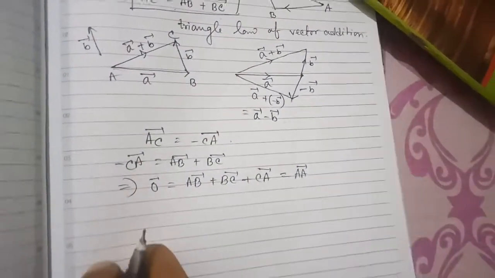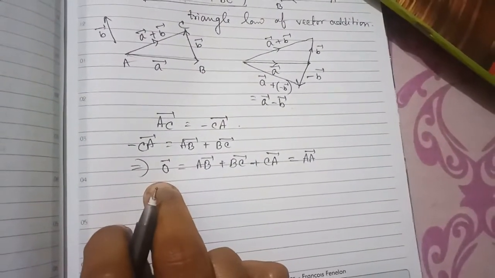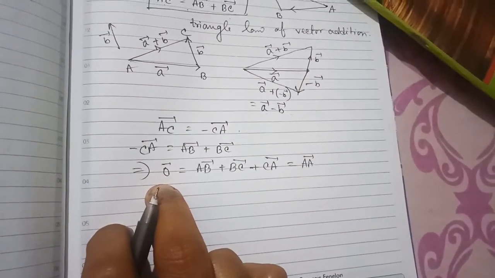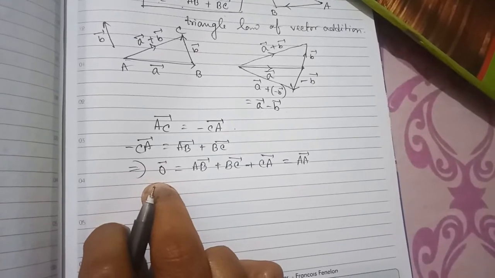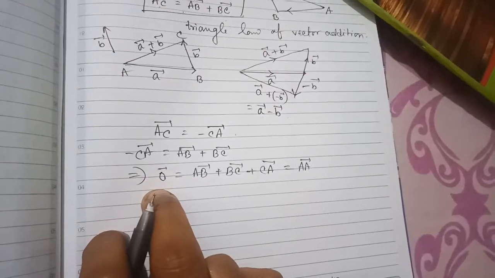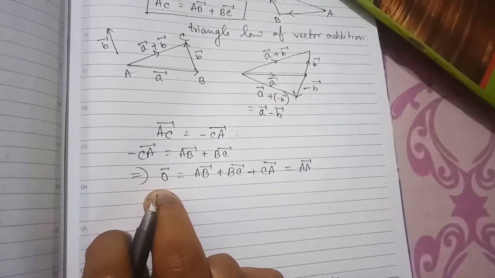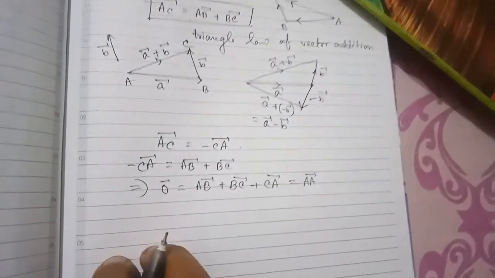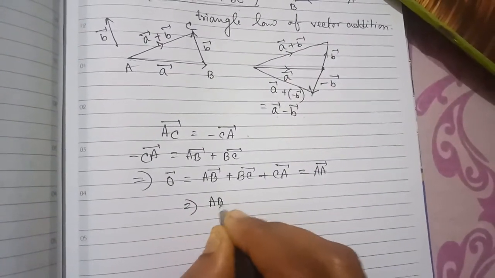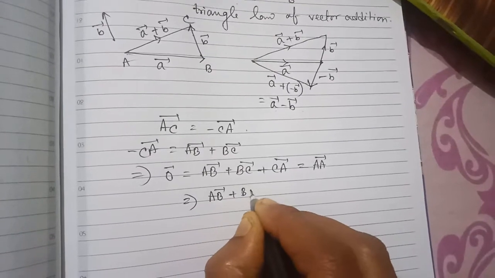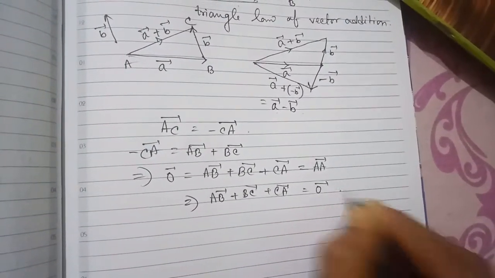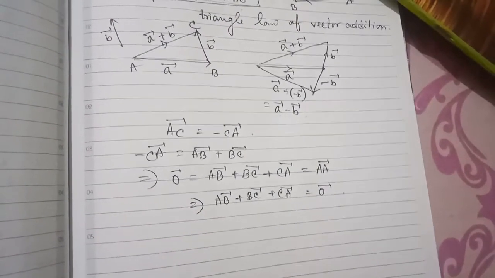Because in the last session I told what a 0 vector is: the initial and terminal points are both the same. If you want to check my previous video on it, you can go to the description box. All links related to class 12 will be given over there. So I am writing this freshly: AB vector plus BC vector plus CA vector equals 0 vector.